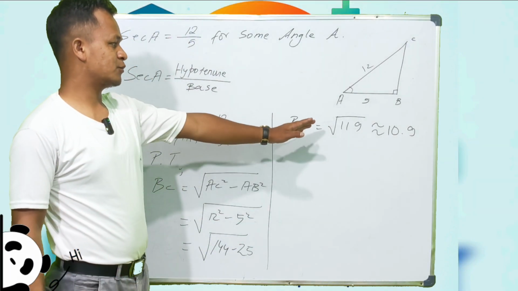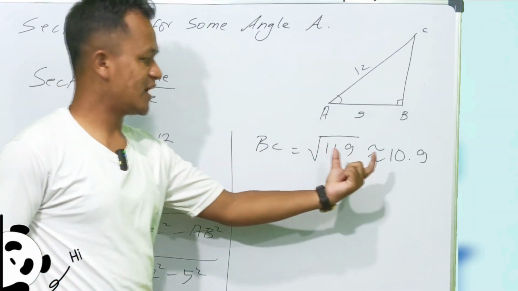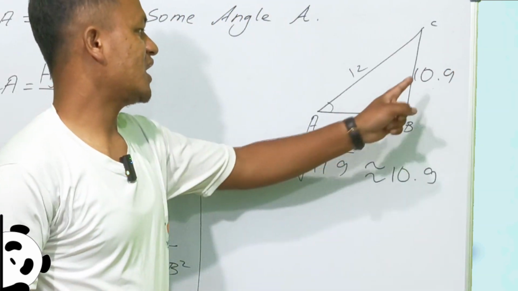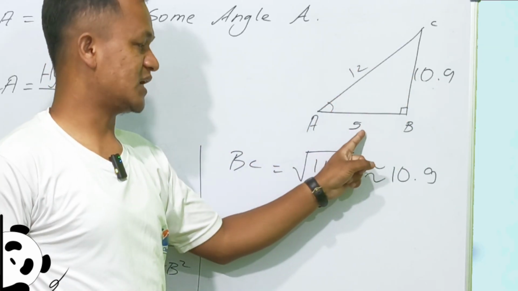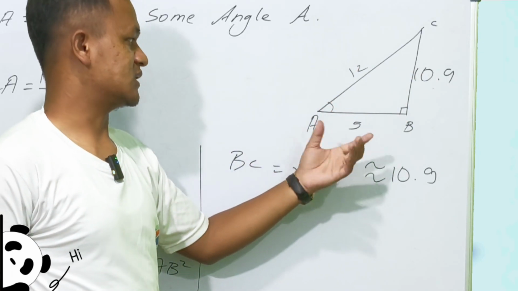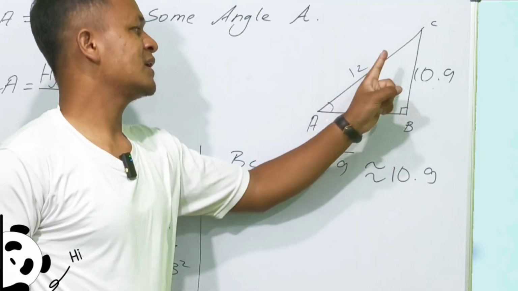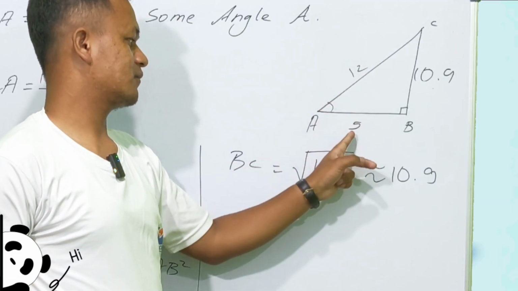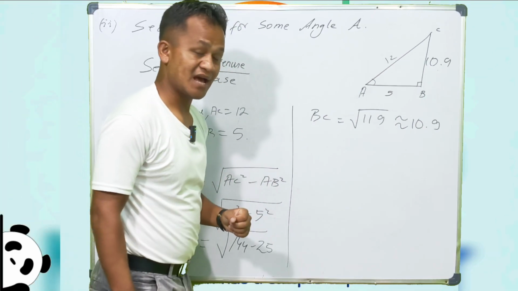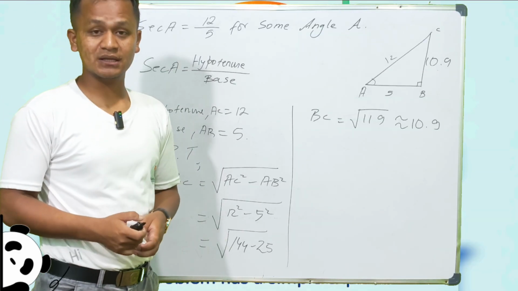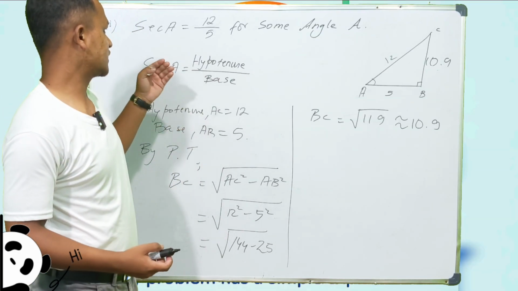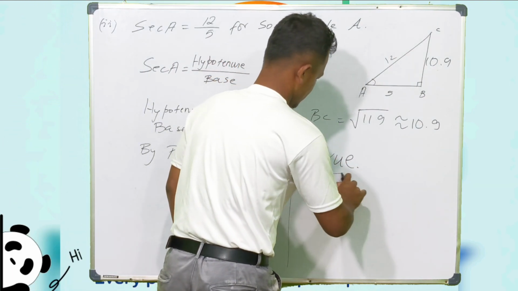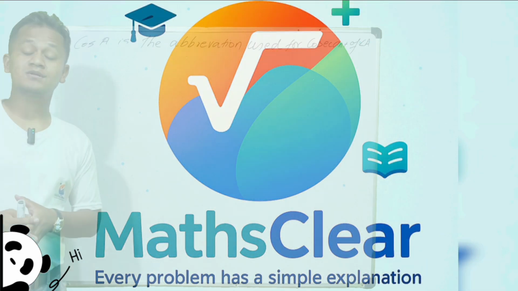And clearly 10.9 is less than 12. And if you add this BC, 10.9, with either of the two sides, it will always be greater than the third side. 10.9 plus 5 is greater than 12, 10.9 plus 12 is greater than 5, and 5 plus 12 is greater than 10.9. Hence, we can conclude that such a right-angled triangle exists. Thus, the given statement is true.